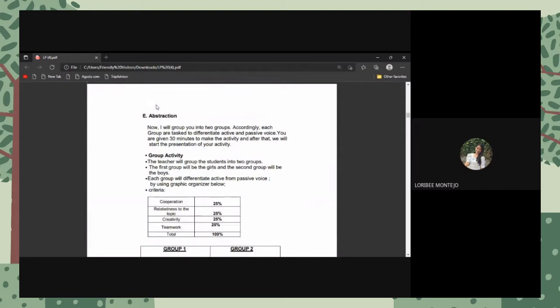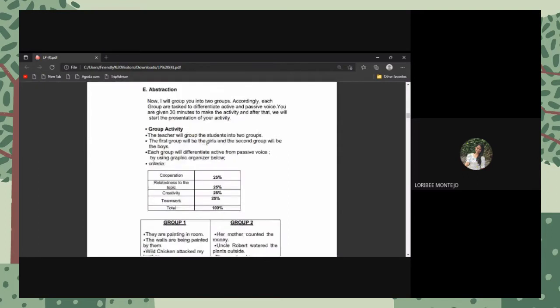In the abstraction, we can test the understanding and the knowledge of each learner. Here, I will group the students into 2 groups. Accordingly, each group is tasked to differentiate active and passive voice, wherein they are given 30 minutes to make the activities. And after that, we will start the presentation for the activity.